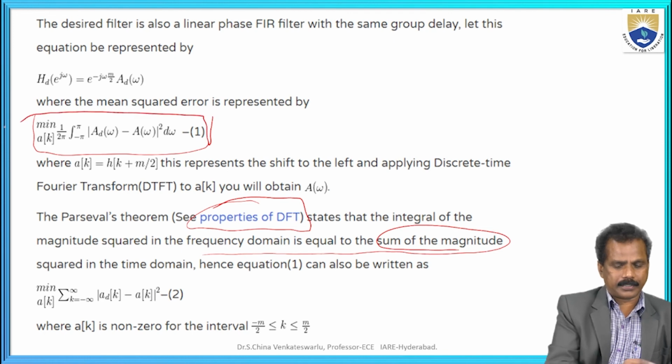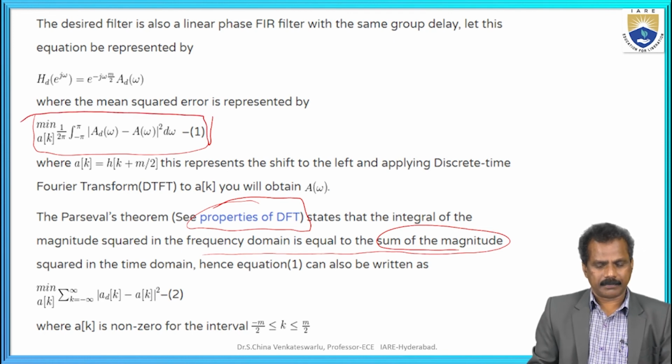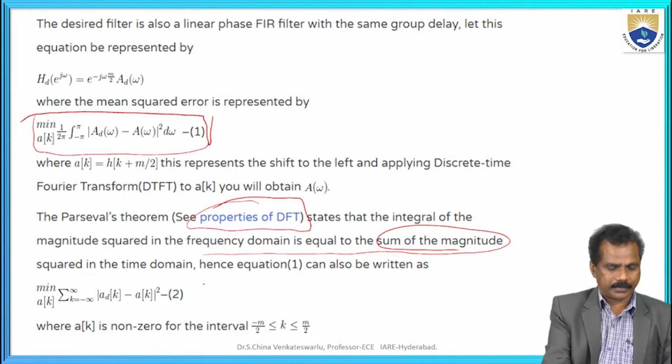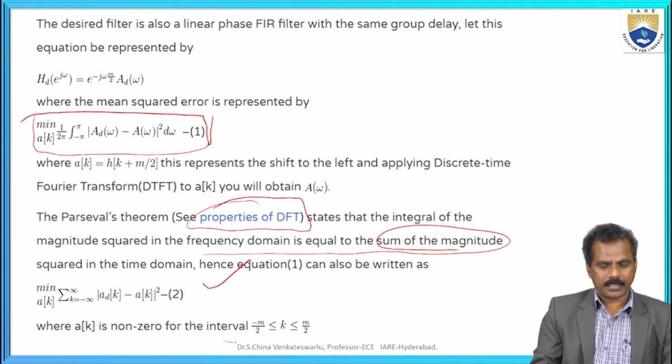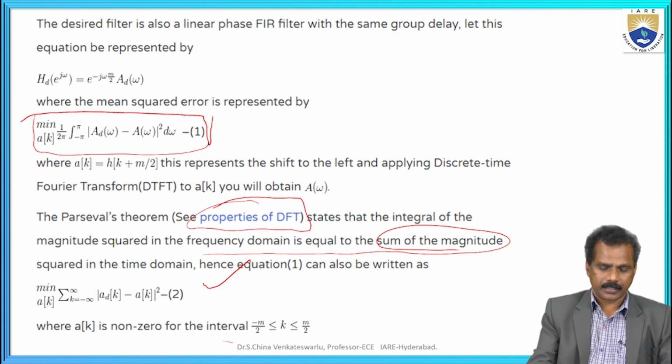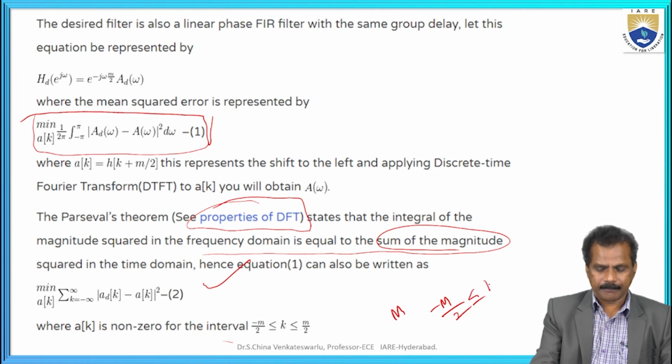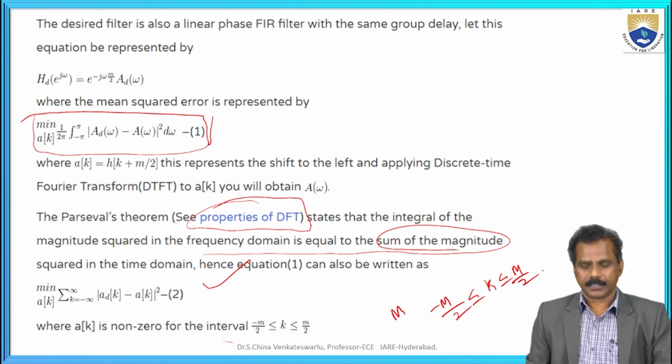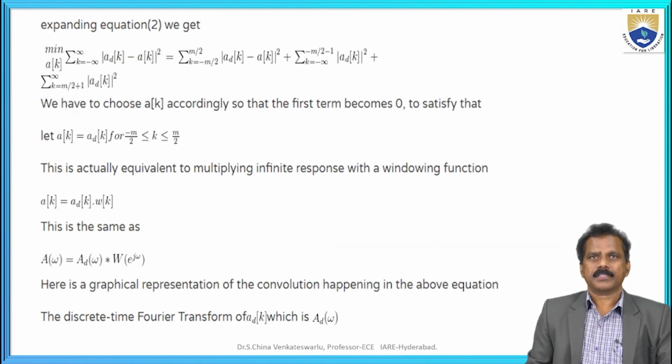Since it is squared in the time domain, the equation can also be written as equation 2, where a_k is the non-zero interval, minus M by 2 less than or equal to k less than or equal to M by 2. This M value plays the major role. Expand this second equation to verify the actual equivalent relation with the windowing function.